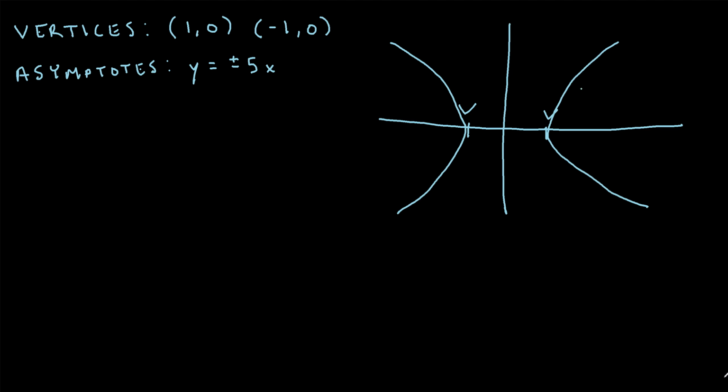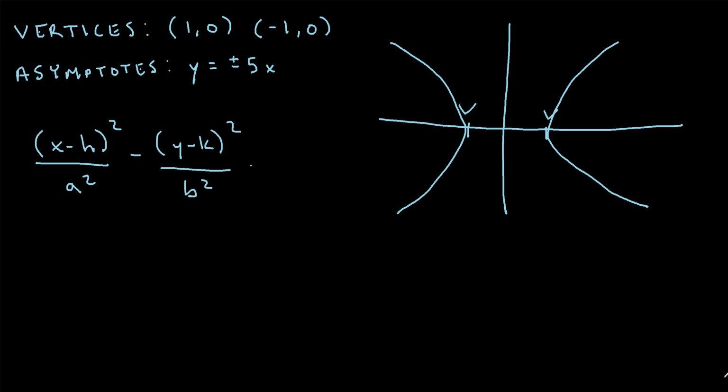Now, when we have a hyperbola that opens left and right like this, the formula that we can use to describe it is (x minus h) squared over a squared minus (y minus k) squared over b squared is equal to 1. Now, if we instead had a hyperbola that was opening up and down, then this x minus h and this y minus k would be flipped. So keep that in mind.